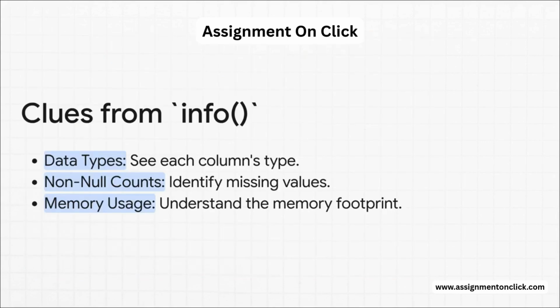And info gives us 3 massive clues. First, data types. Are your numbers actually numbers, or did Python read them in as text by mistake? Super common problem. Second, and this is a huge one, non-null counts. This tells you exactly how many entries are in each column, which makes spotting missing values an absolute breeze. And finally, memory usage, which is great for knowing just how big this thing is in your computer's memory.